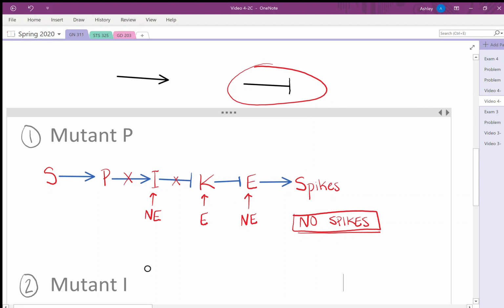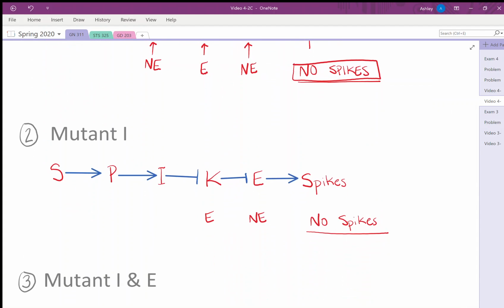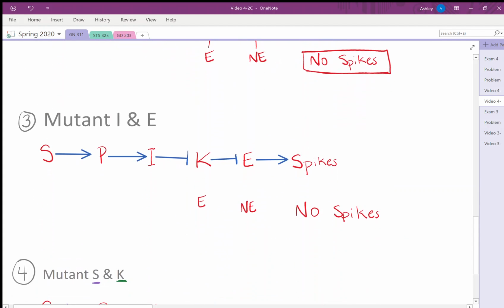Our second problem has a mutation in I. This means that I cannot inhibit K, so K is expressed. K is then able to inhibit E, so E is not expressed and is unable to stimulate spikes. So in this mutation, no spikes are formed. For our third problem, there's a mutation in both I and E.